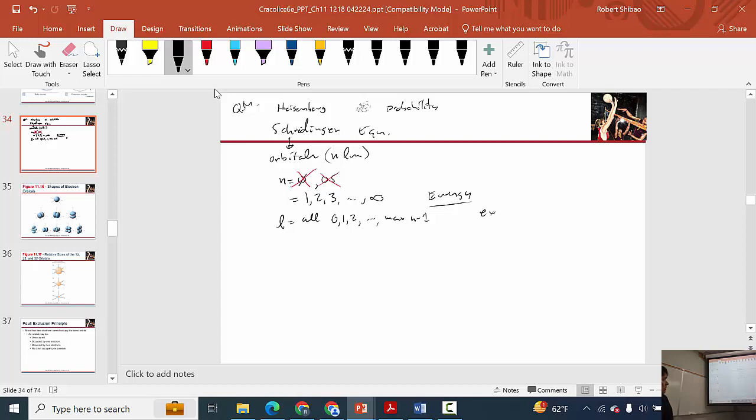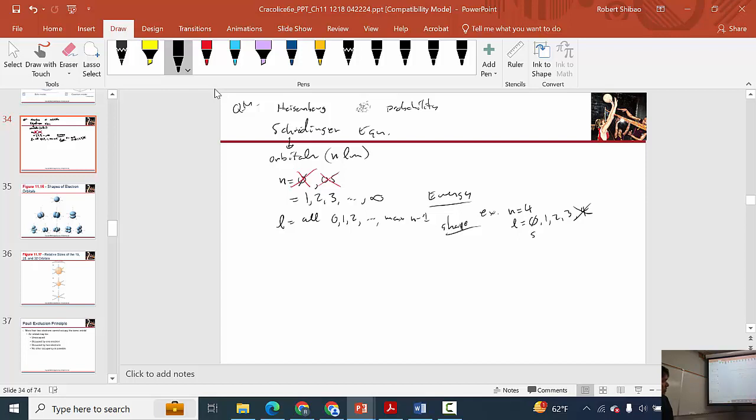An example of this would be if n equals 4, then what are all my possible L values? Well, 0 is allowed, 1 is allowed, 2 is allowed, 3 is allowed. However, 4 is forbidden, because 4 would exceed the max. And so the possible L values would be 0, 1, 2, and 3.